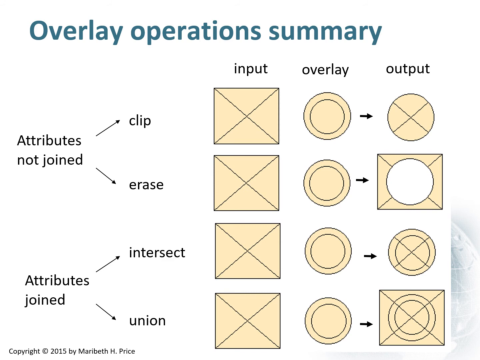Whereas with intersect and union, these are overlay functions that join attributes. Intersect gives you all the data that's common to both data sets. Union gives you all the data in both data sets plus the attributes.